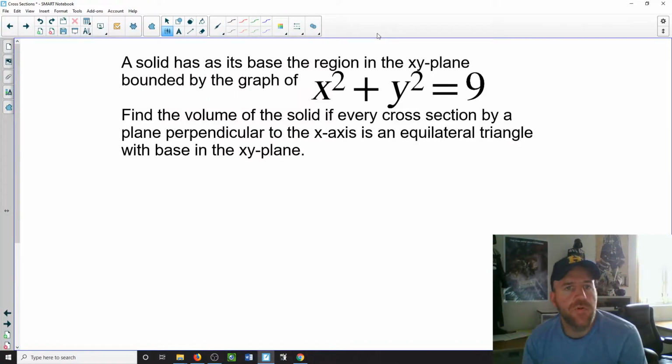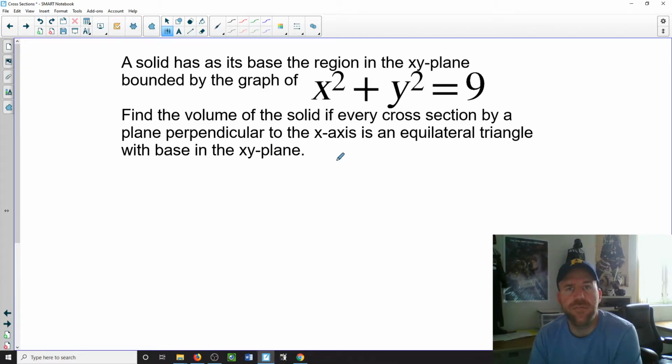All right, so in this example, we have a solid. The base of the solid is the region in the xy plane bound by the graph x squared plus y squared equals 9. So we should recognize this as an equation of a circle. Find the volume of the solid if every cross section by a plane that's perpendicular to the x-axis is an equilateral triangle with base in the plane.